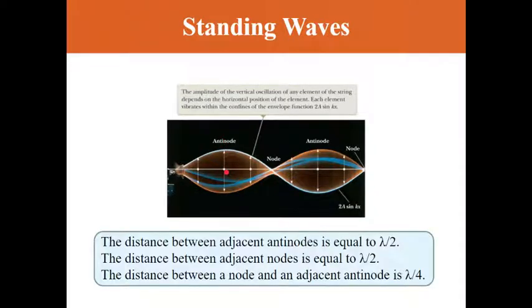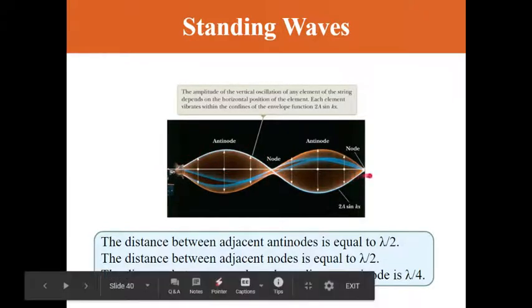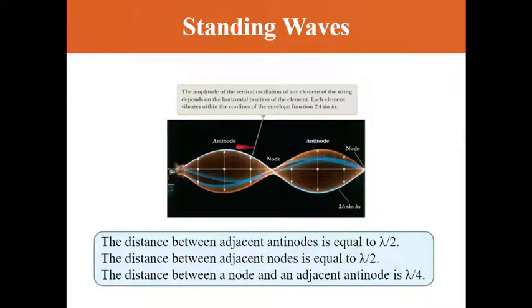It's worth also pointing out that in any standing wave, the distance between adjacent antinodes is equal to half a wavelength. You can actually see that here. The entire length of this picture is one wavelength. Here you see one full crest and one full trough. So you can see how from this antinode to the next one is about half the wave.